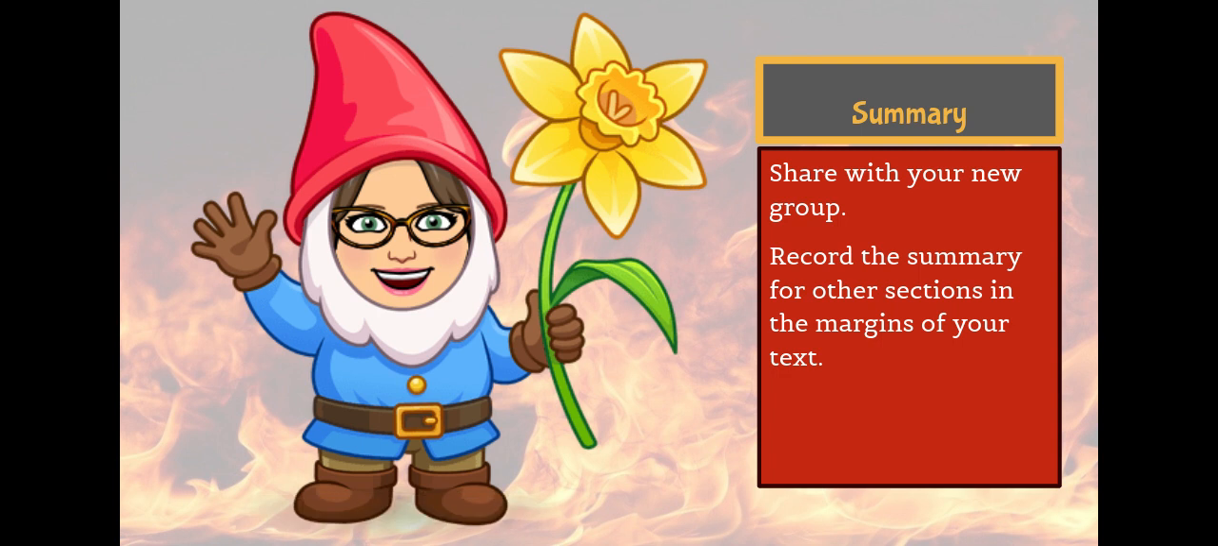Now you will share your summary with your new group. They will be divided into shortly. You will record the summary for other sections in the margin of your text as you discuss it. You will have 5 minutes to complete this activity.